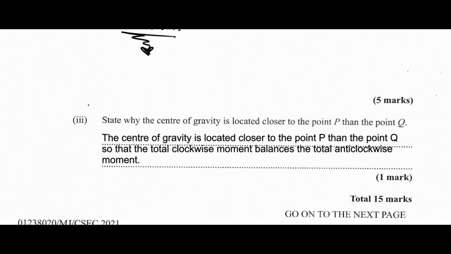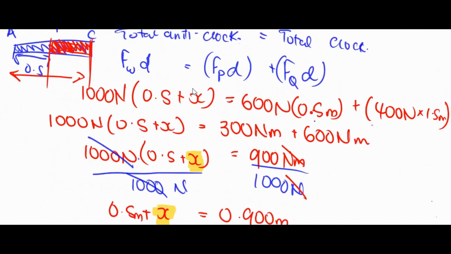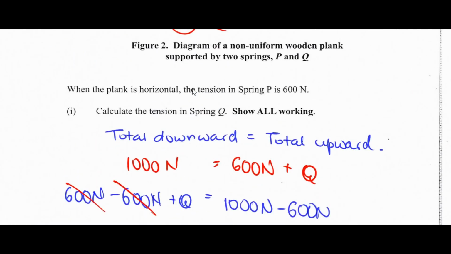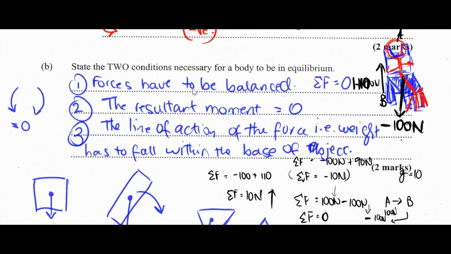And they wanted you to state why the center of gravity is located closer to P than to Q, and it's to ensure that the total clockwise moment actually balances the total anti-clockwise moment, you know, given the forces that we had calculated at the top, and everything checks out.